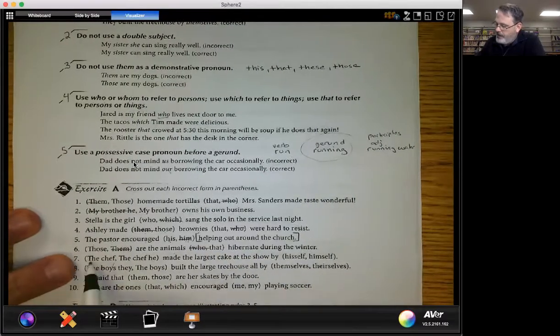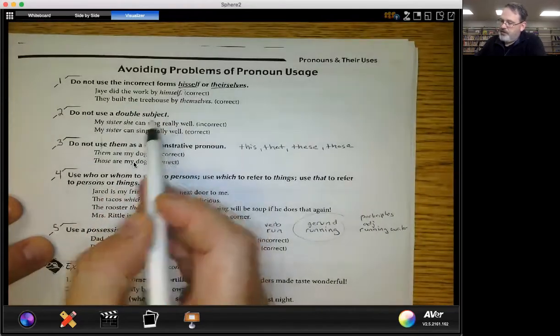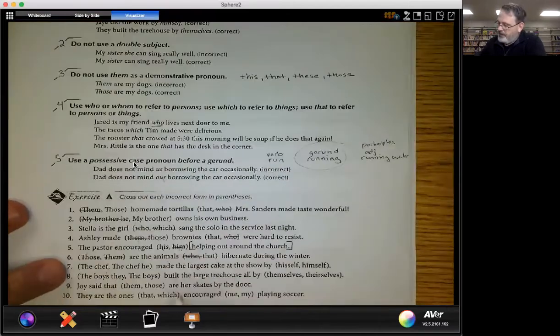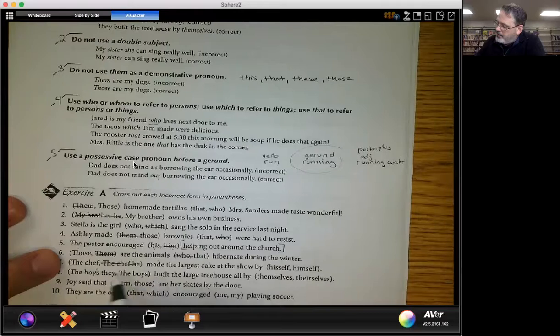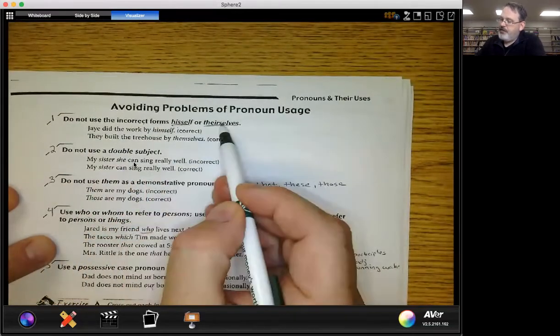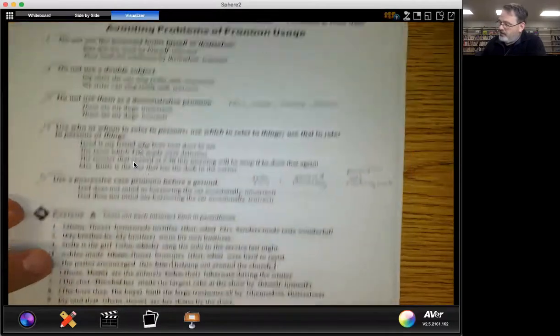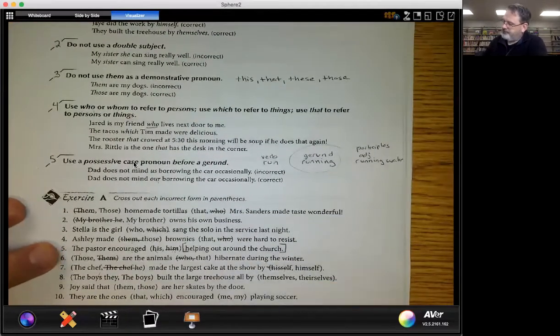Okay? The chef, or the chef he made, well, that one's too obvious. No double subjects. My sister, she, the chef, he, no way. But there's another one. So the chef made the largest cake at the show by himself or by his self. Well, rule number 1 says, do not use the incorrect form his self or their selves, because those words don't exist. Okay? So we're going to cross out his self.